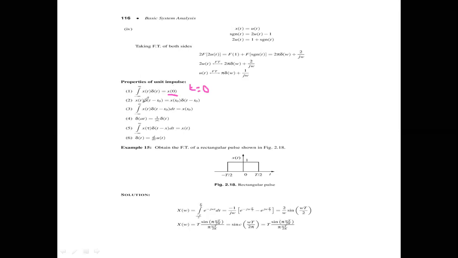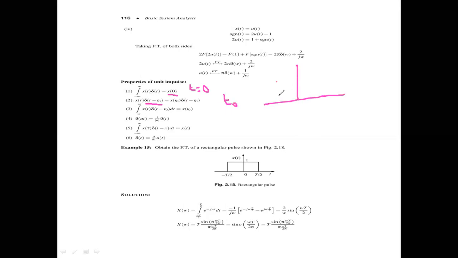And the x of t, any signal, is multiplied with the shifted impulse function. It is also equal to, it is not the same, my dear students, x of t naught delta of t minus t naught. Nothing is changed. Why? Here I wrote the x of t, but here I wrote the x of t naught. Why is it x of t naught? At t naught only the delta function.